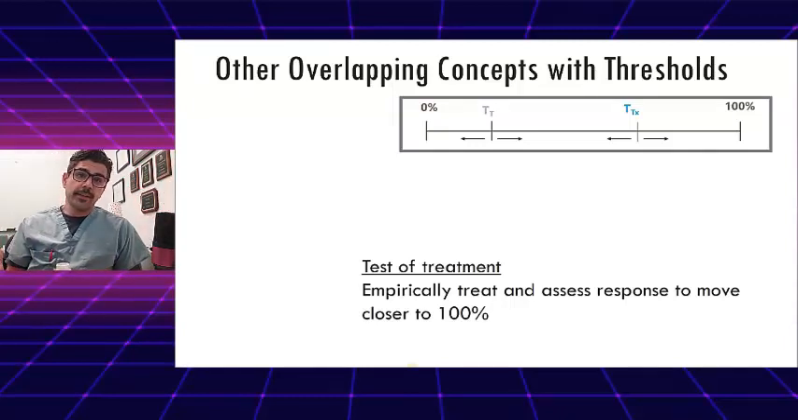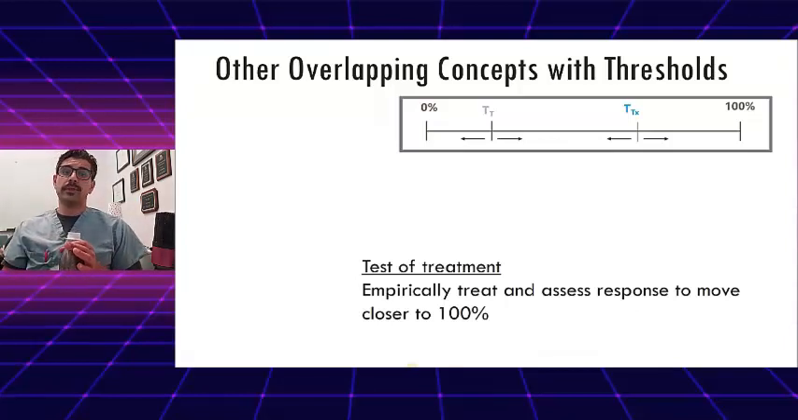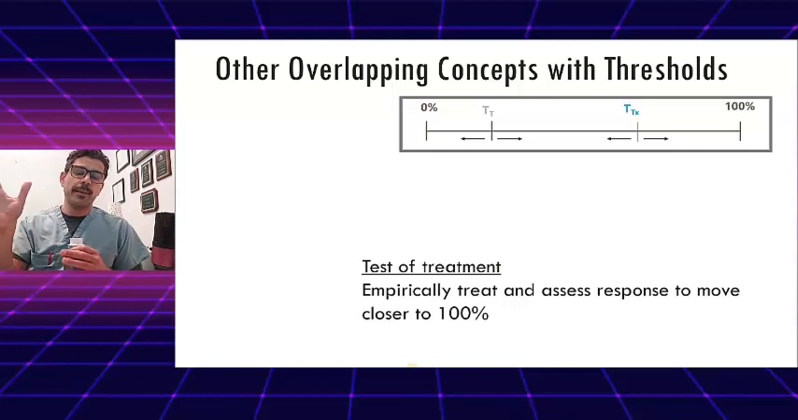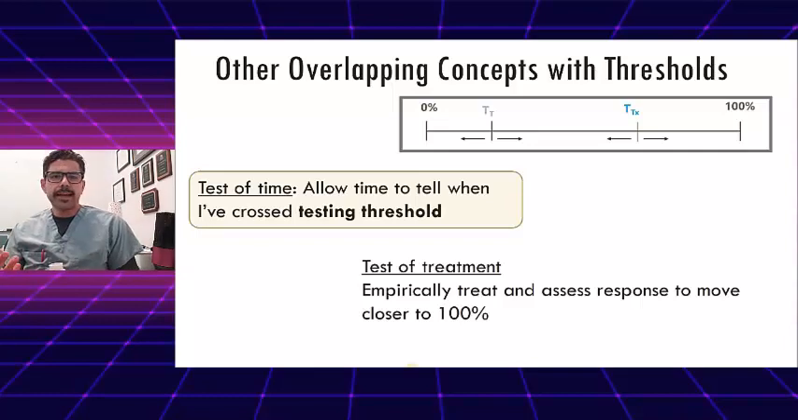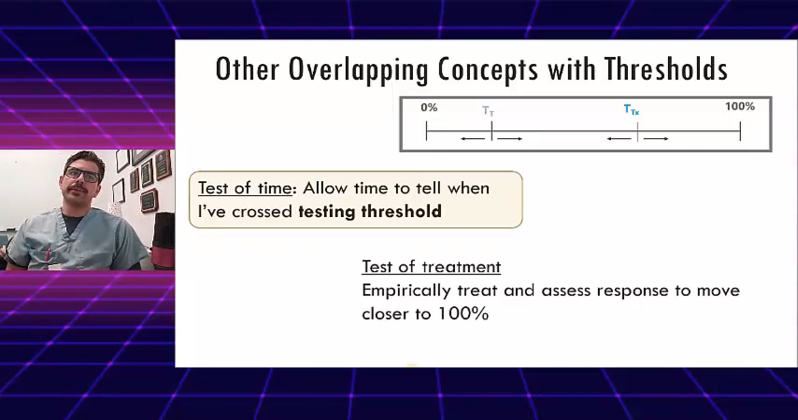On the other hand, if the patient doesn't respond as expected, and this starts to align with illness scripts, if the response to treatment is not there, then I might say, okay, I'm actually below the treatment threshold for this disease now, and I have to think about other diseases and figure out where I am on the test-treatment thresholds for those diseases. And again, the test of time, I think, is a beautiful way to conceptualize thresholds as well, or to think about how they overlap with thresholds. The test of time is simply allowing time to tell when I've crossed a testing or treatment threshold.